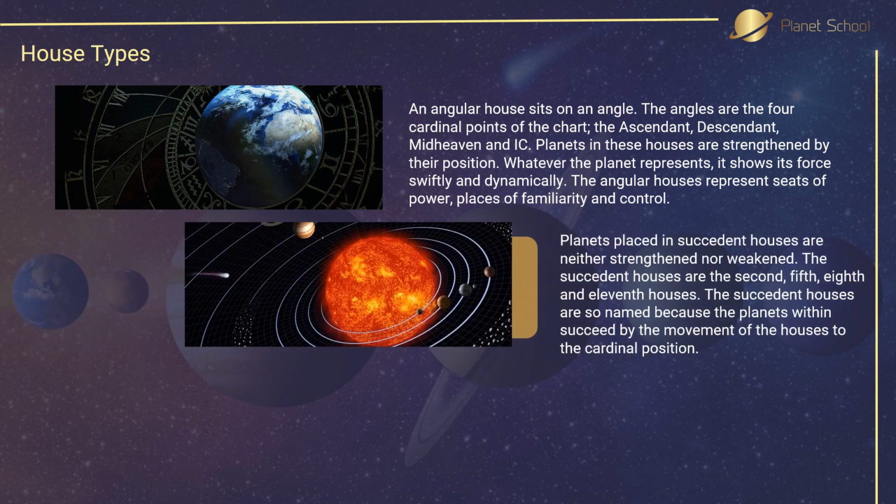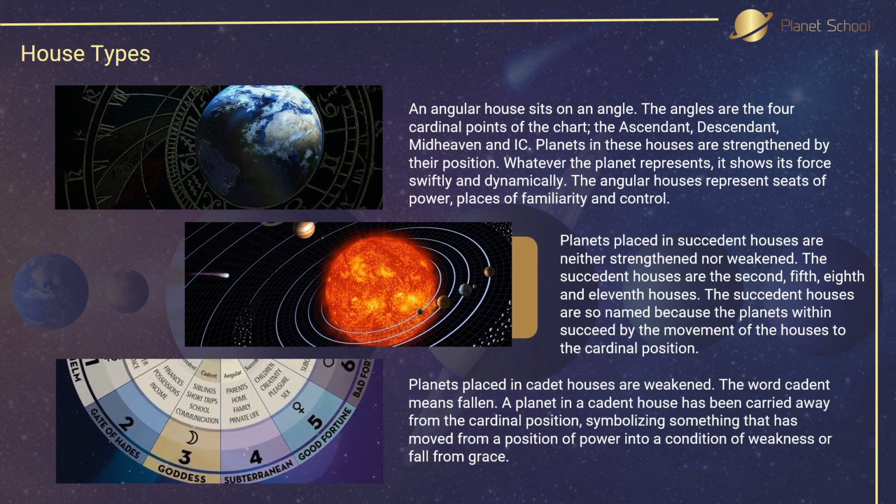Planets placed in succedent houses are neither strengthened nor weakened. The succedent houses are the 2nd, 5th, 8th, and 11th houses. The succedent houses are so named because the planets within succeed by the movement of the houses to the cardinal position. Planets placed in cadent houses are weakened. The word cadent means fallen. A planet in a cadent house has been carried away from the cardinal position, symbolizing something that has moved from a position of power into a condition of weakness or fall from grace.